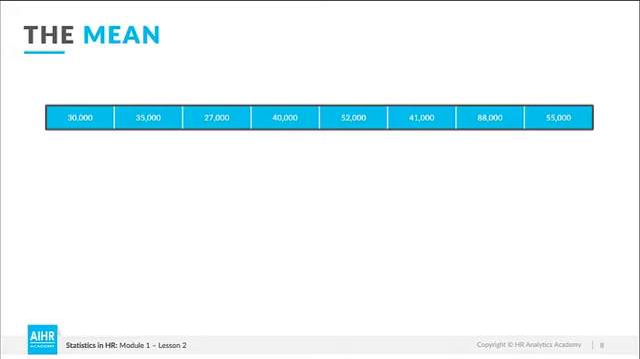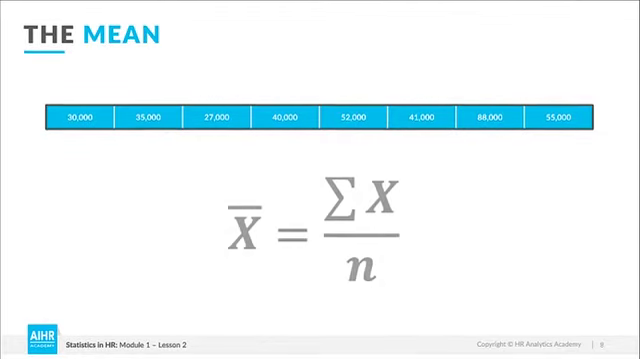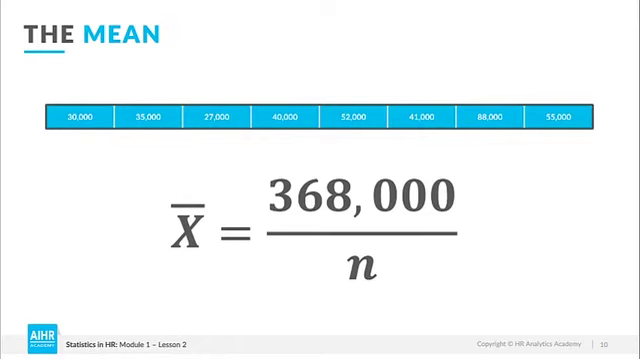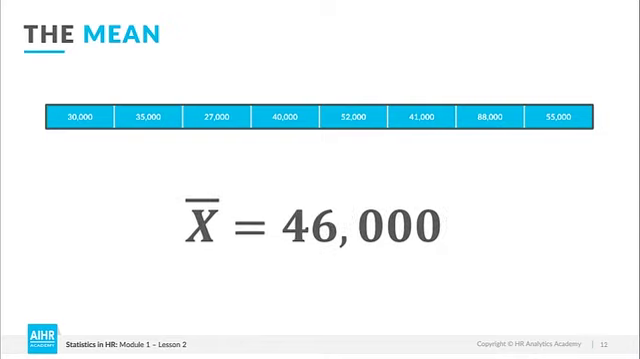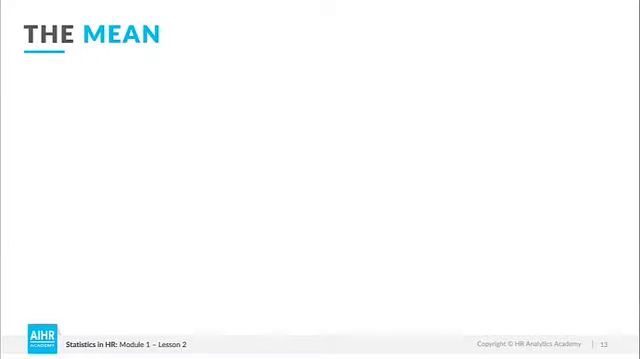Let's say you have 8 people working at HR, with the following salaries for each person: $30,000, $35,000, $27,000, $40,000, $52,000, $41,000, $88,000, and finally $55,000. If we add all these numbers, we get to $368,000. Now dividing this by 8, as there are 8 people in our HR department, we get an average salary of $46,000. The mean is probably the most used statistic out there.